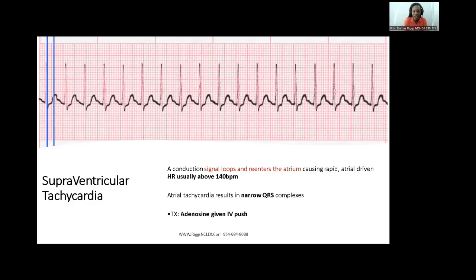We have to treat this. There's no if you have symptoms, don't have symptoms, we treat this. You've heard me say that a lot, especially for the Brady stuff, but no, we're treating SVTs. Okay? And you're giving adenosine IV push. Okay? PNs, you're not doing this, RNs.